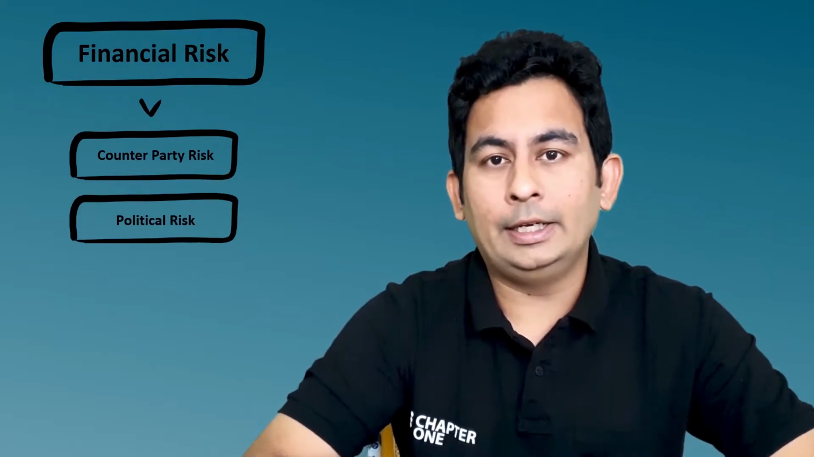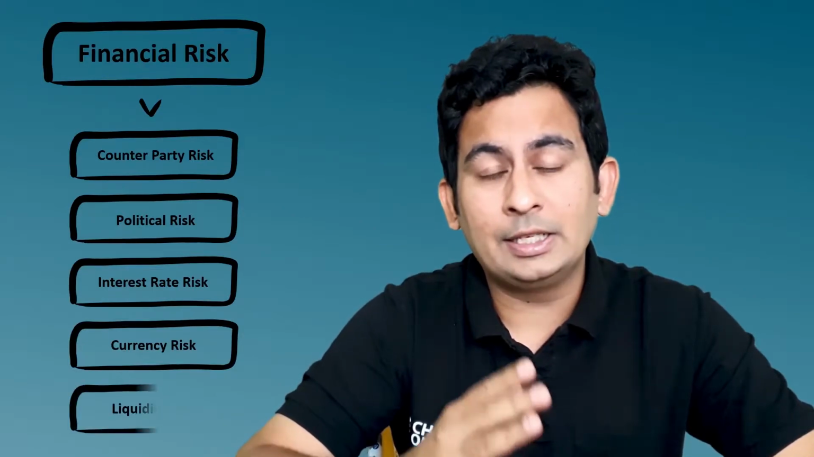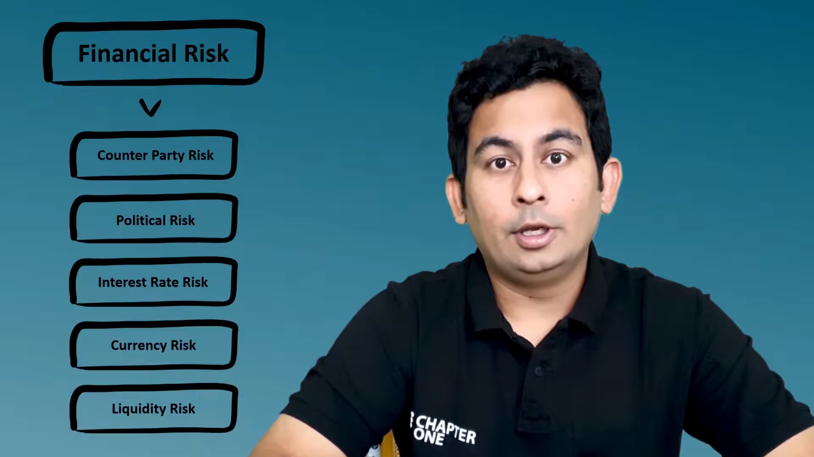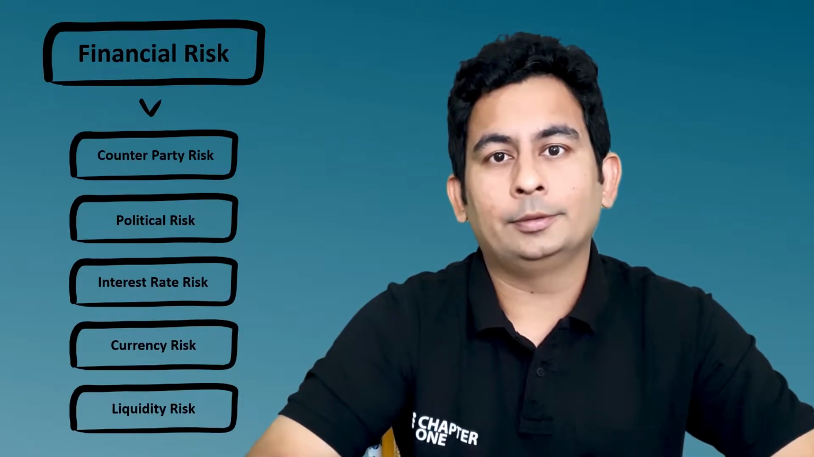And that financial risk is again subcategorized into 5 parts. The first one is called as counterparty risk. The second one is political risk. Third one is interest rate risk. The fourth one is foreign currency exchange rate risk. And the fifth one is called as liquidity risk. We will move on to understand each risk in detail.